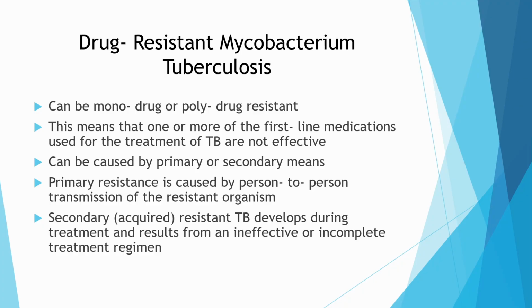And then drug-resistant Mycobacterium tuberculosis. This can be monodrug or polydrug resistant. This means that one or more of the first-line medications used for the treatment of TB are not effective. This can be caused by primary or secondary means. Primary resistance is caused by person-to-person transmission of the resistant organism. Secondary resistant TB will develop during treatment and results from an ineffective or incomplete treatment regimen.